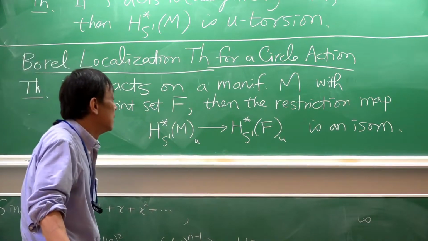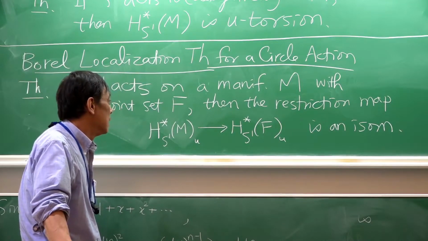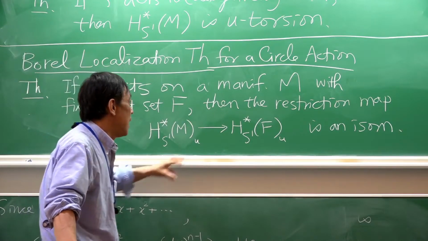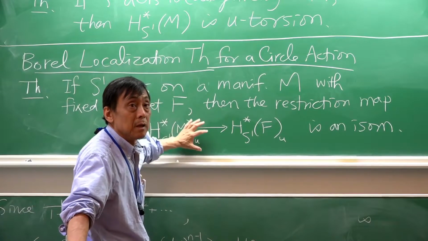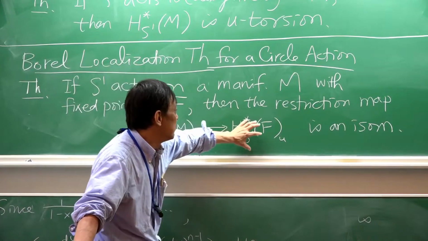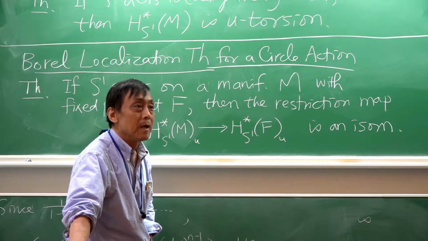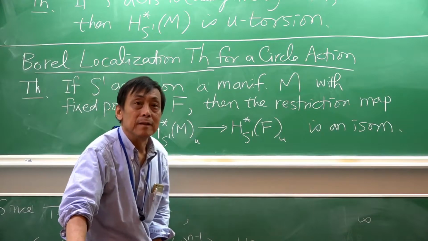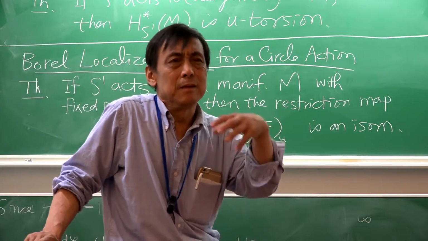Now, what it says is that you can get a lot of information about the equivariant cohomology of the manifold from just the fixed point set. Okay? F is a manifold. Pardon? The fixed point set is a manifold. Yes, and that's another thing we have to prove.